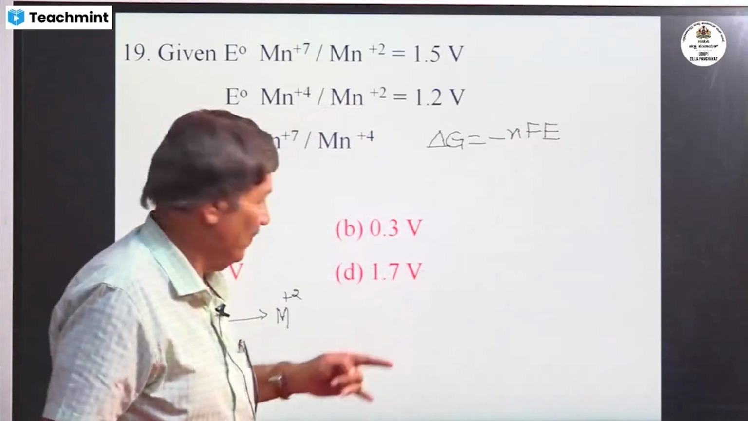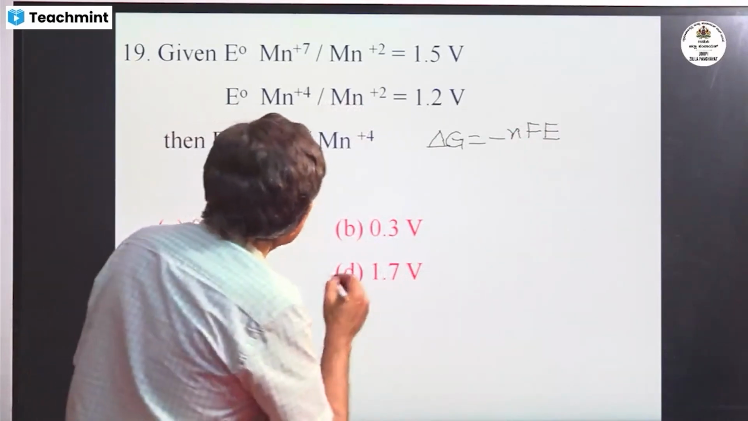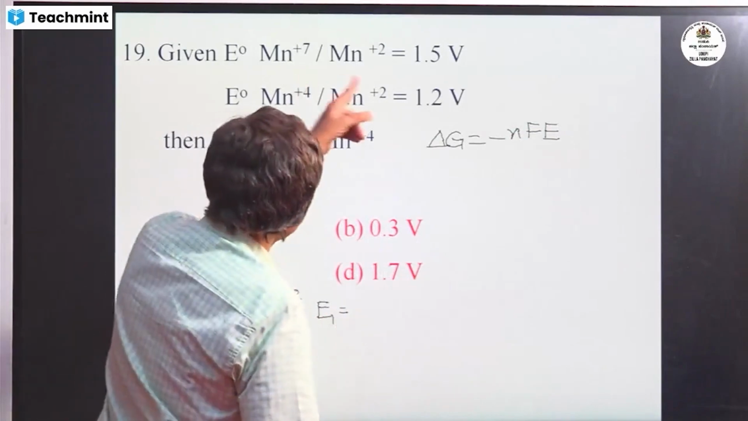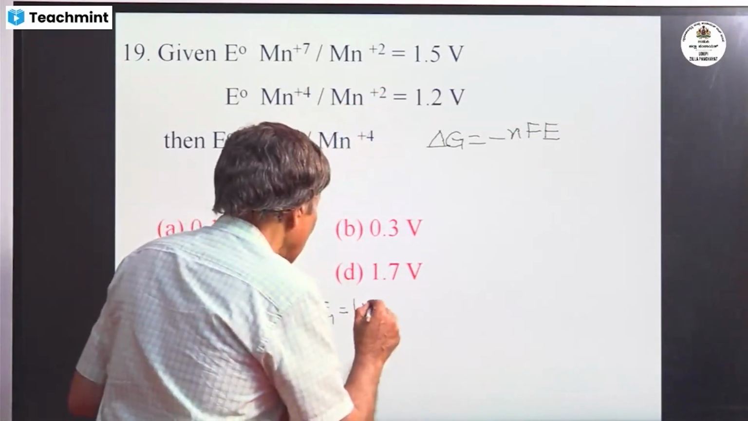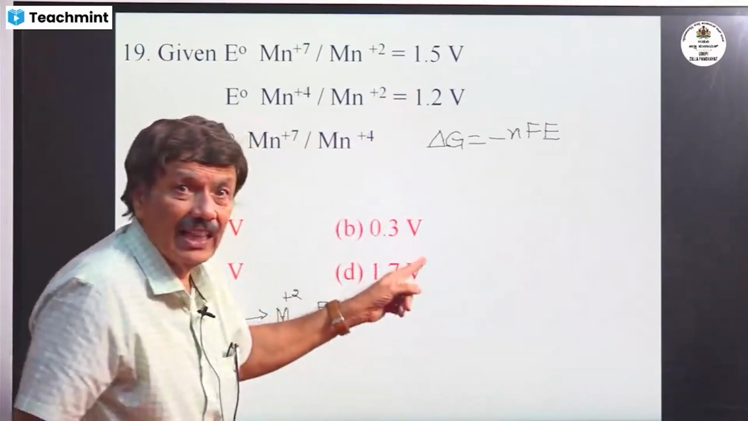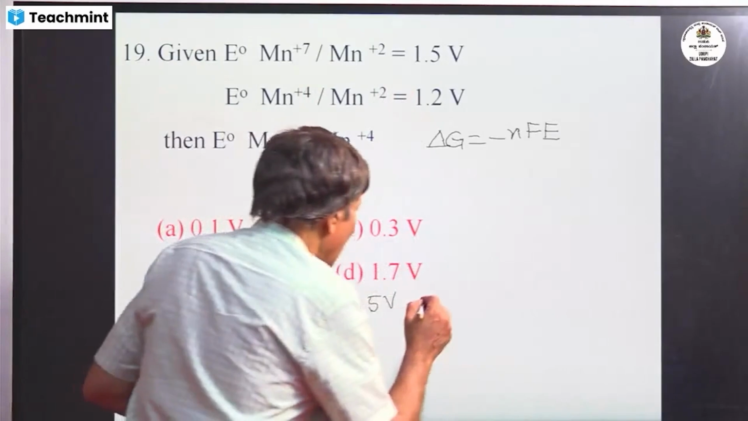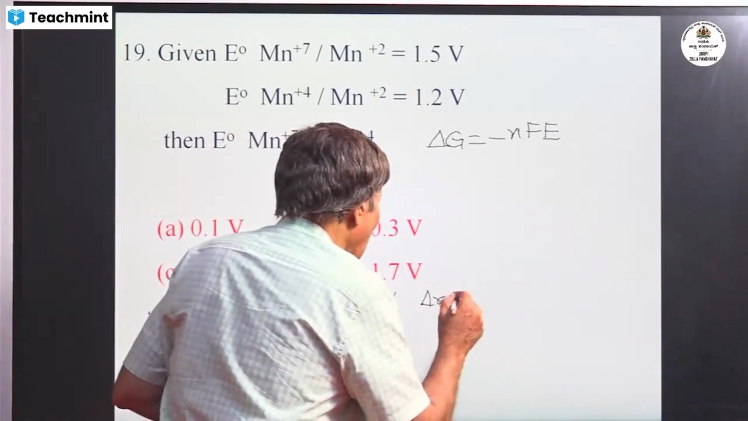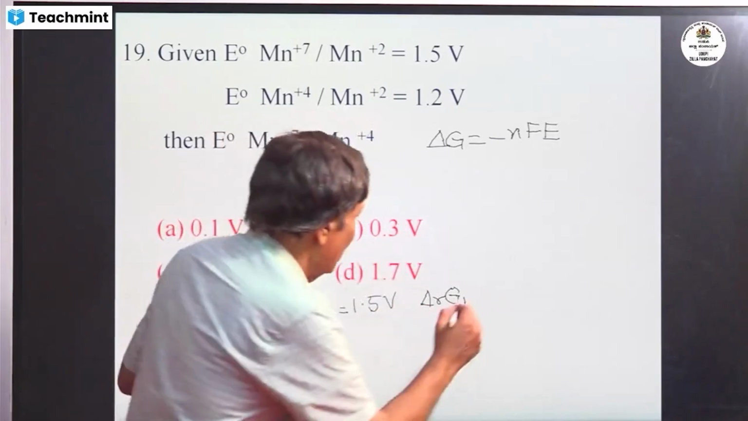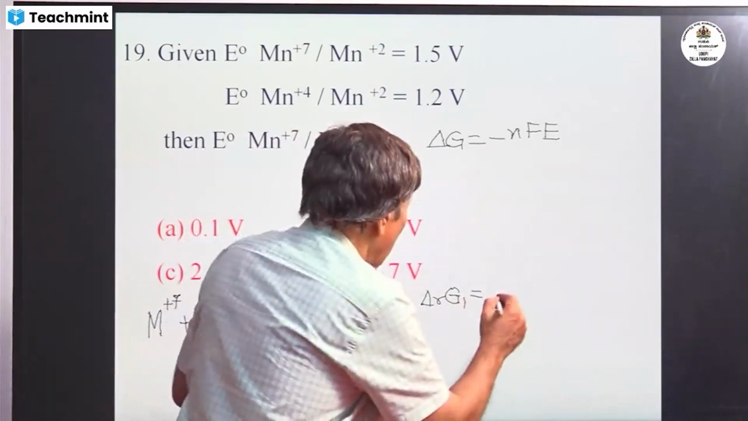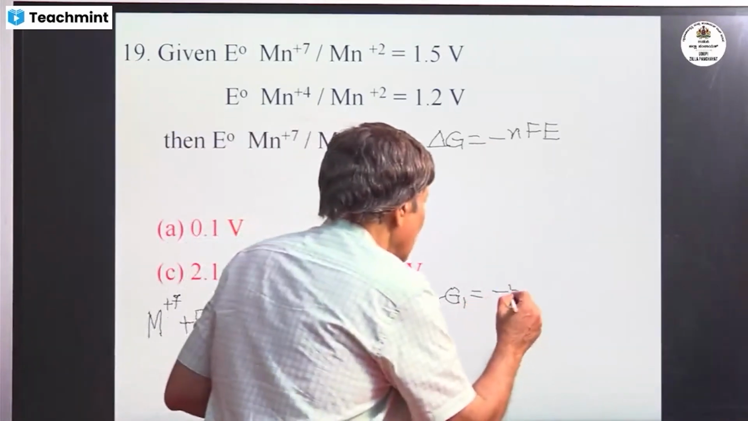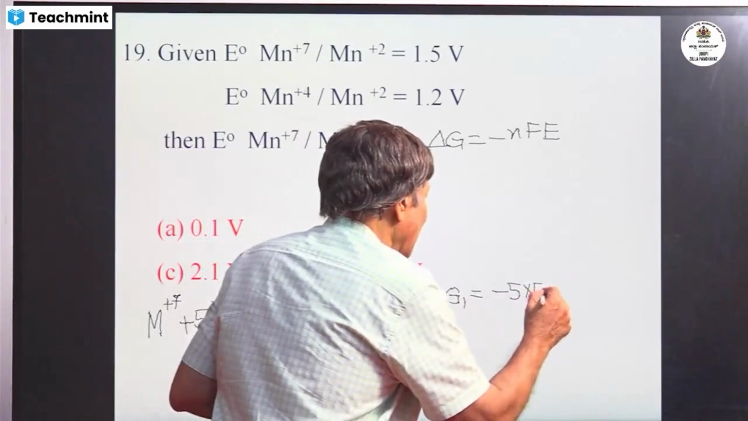This is the formula. So of this, how much they are given? Let me write it as E1, 1.5 volt. Now we will find out delta rG1, same formula: minus n, which is 5, F, let me keep it as it is.